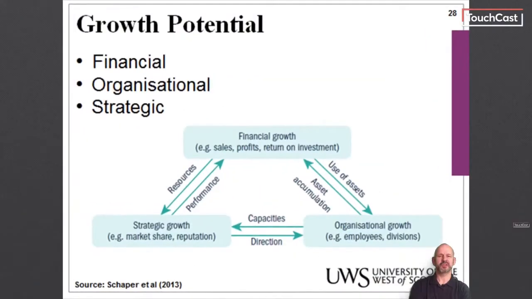So now let's consider growth potential. According to Shaper et al. 2013, there are 3 types of business growth, namely financial, organisational and strategic. Financial growth relates to the development of the business as a commercial entity. It's concerned with increases in sales, the investment needed to achieve those sales, and the resulting profits. It's also concerned with increases in what the business owns, i.e. its assets.